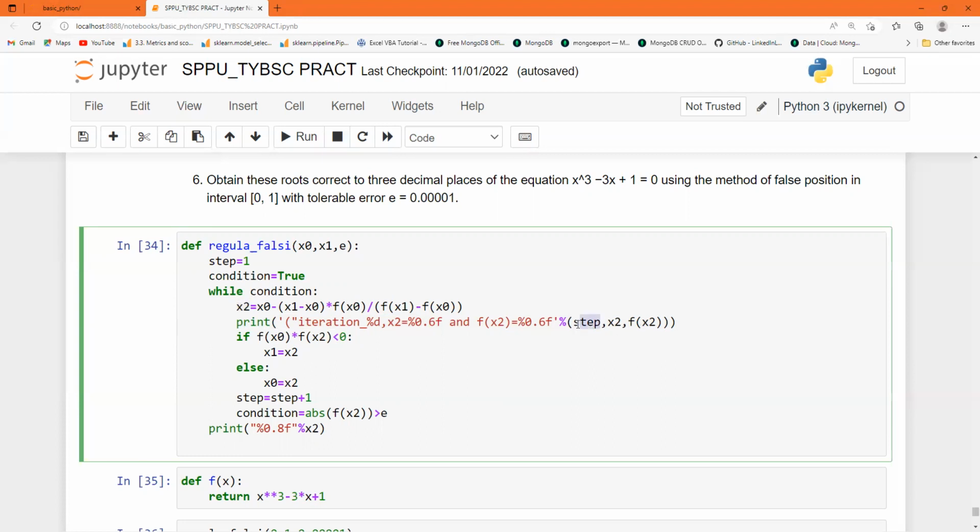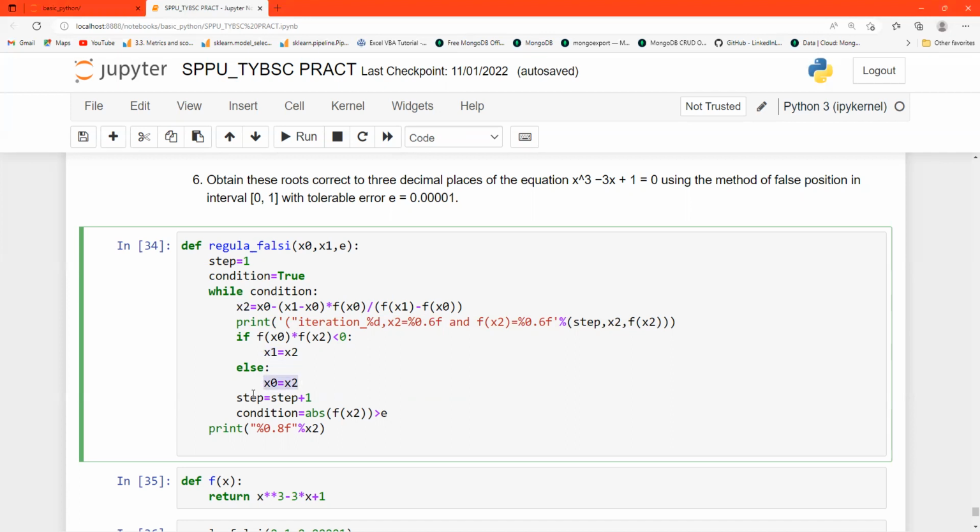So firstly, what is the step 1, 2 or 3, anything, and then x2's value, x2 root, this x2 value, and then f of x2 at x2, what is the value of function f that we have to take. Now if f of x0 into f of x2 is less than 0, yes, it will check the condition. If it is less than 0, then x1 is equal to x2, else x0 is equal to x2.